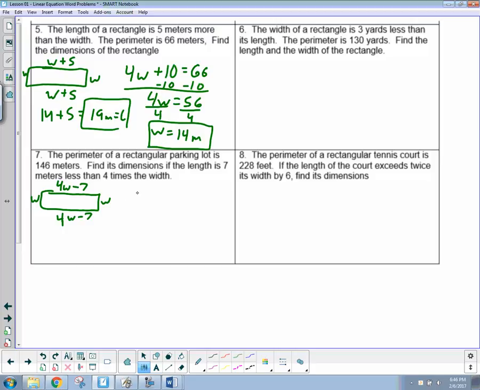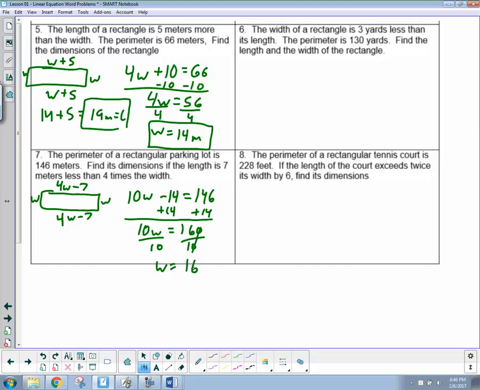4 and 4 is 8W, 9, 10. 10 W's total. Negative 7 minus 7 will be negative 14 equals 146. From there, solve. Add 14 to both sides. 10W equals 160. Divide by 10. When you divide by 10 here, the zeros pretty much cancel, so it's just 16.